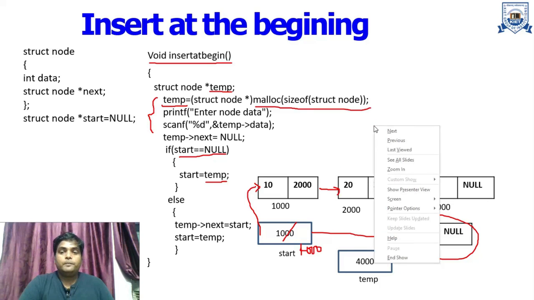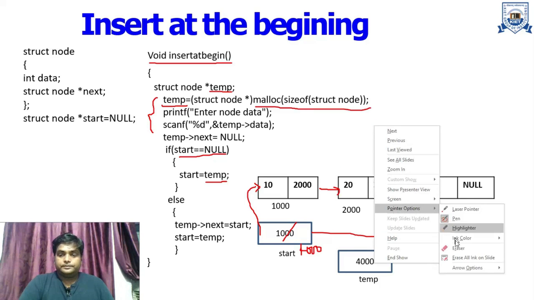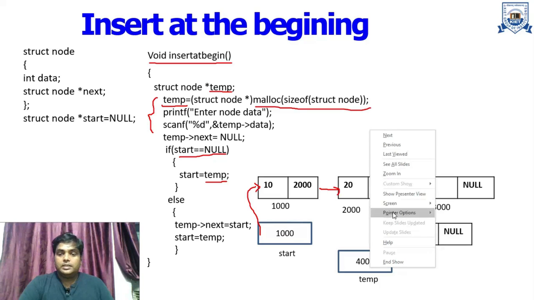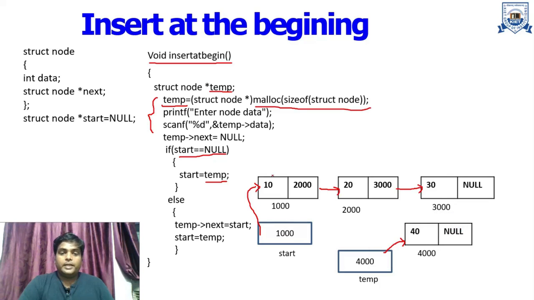So what we do, first of all we erase this. Okay, so now let's suppose we have this condition, that means start is pointing to this particular node, that is the very first node, and the first node is pointing to this node, which is pointing to this node. Now we want to insert this node at the beginning.